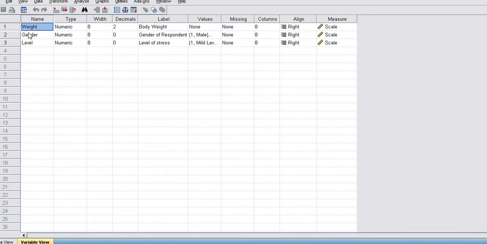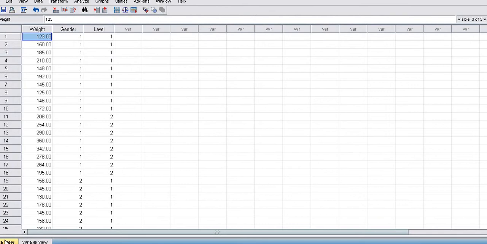These are the variables: first column for weight, second for gender, and third for level of stress. As we have used a coded scheme for gender, it will be nominal, and level of stress is also nominal. Now come to the data sheet. Now we have performed the factorial experiment, RCBD in factorial experiment.